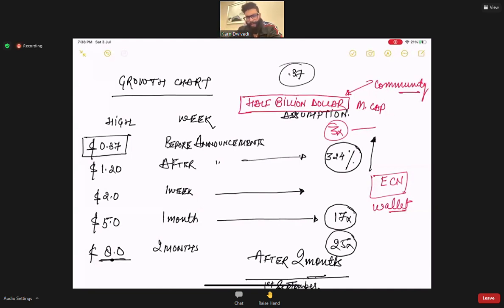$500 million, multi-billion dollar of market cap belongs to whom? Me? Company? No, it belongs to the community, the people who have it. Their accumulated amount is your market cap. The total accumulated amount is your market cap. So look at the market cap.